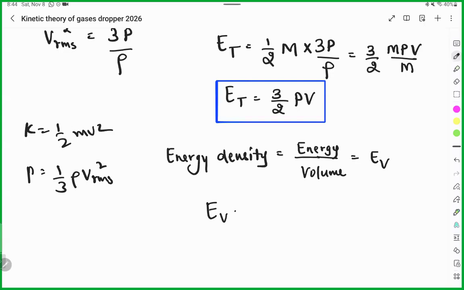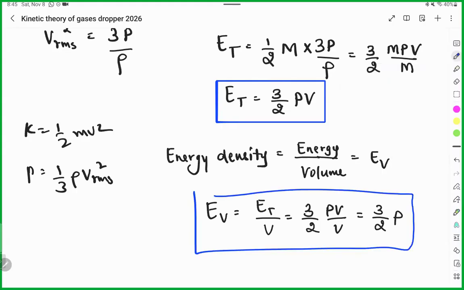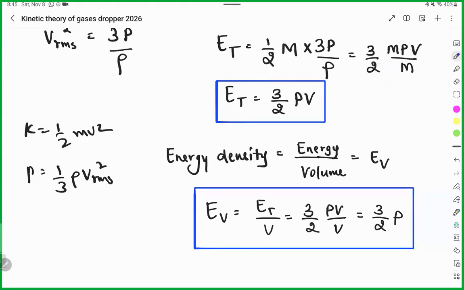Can I say this E_V will be equal to energy by volume. Energy is 3 by 2 PV, by volume. Volume cancels. It will be equal to 3 by 2 P. Correct? So this is the energy density.